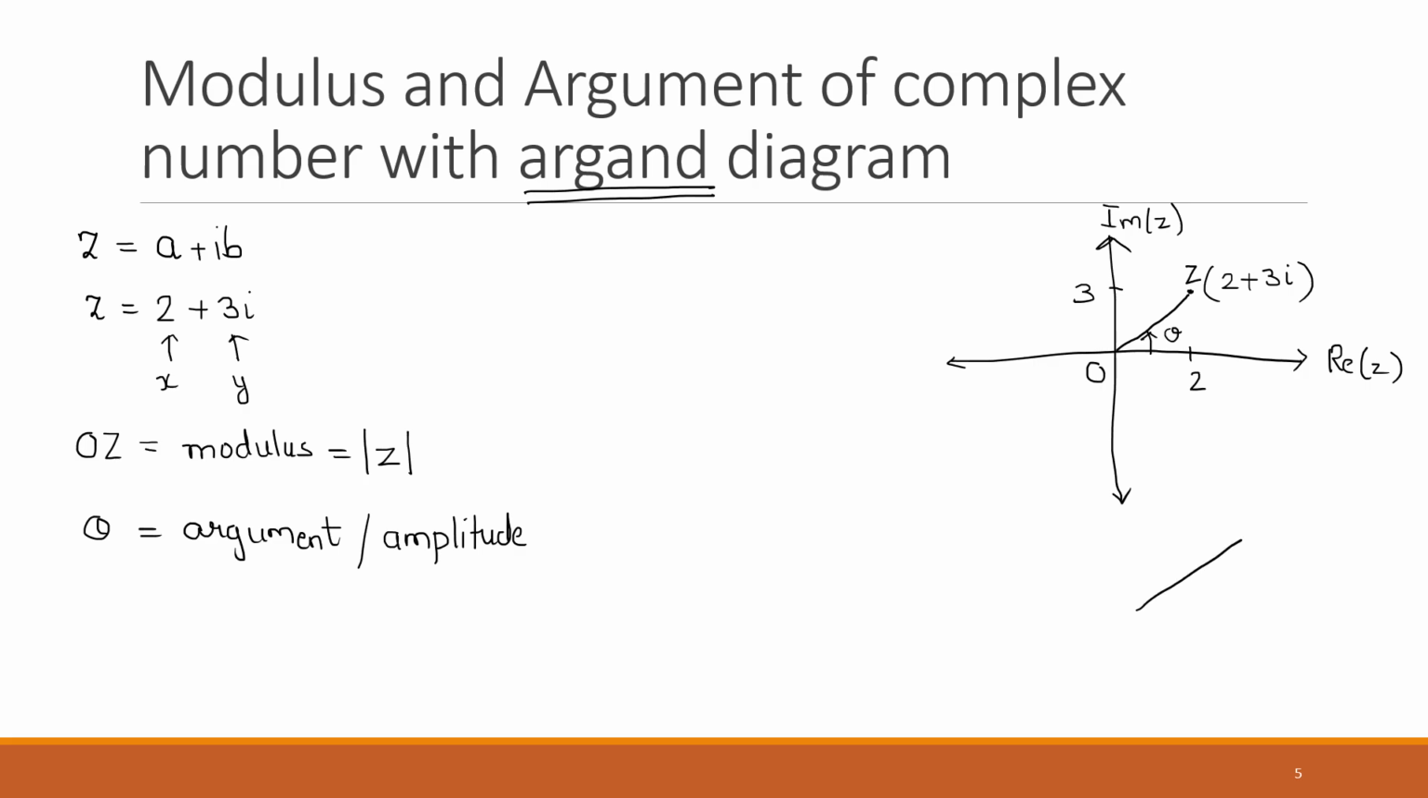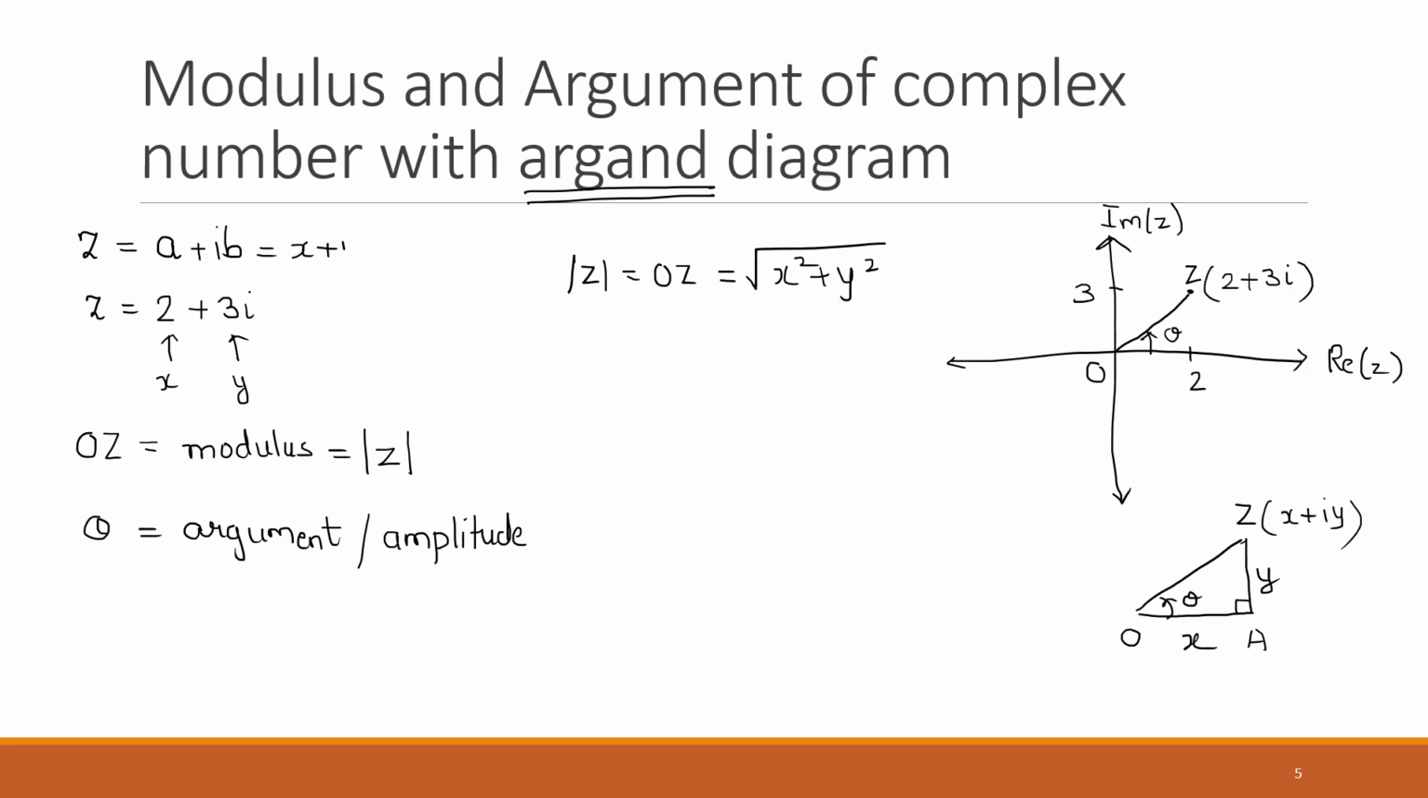So look, suppose I draw this as a triangle now. This is O, this is A, this is Z. Now my z is x plus iy and my angle is theta. Okay. So how much will OA be? x. How much will AZ be? y. So if I apply the Pythagoras theorem, my mod z, that is OZ, will be the square root of x square plus y square. Correct. If z is x plus iy, then the modulus of this complex number is mod z equal to the square root of x square plus y square.